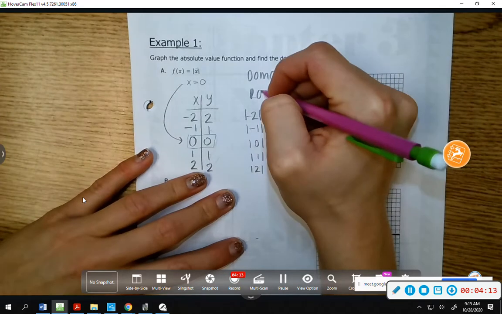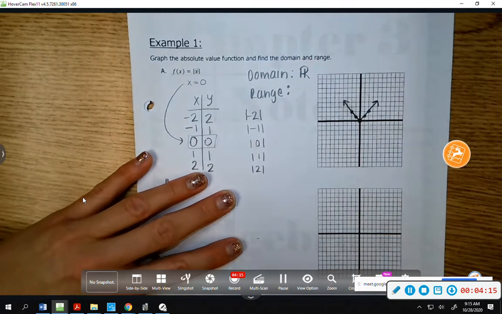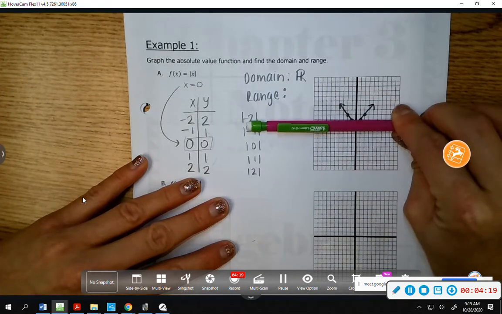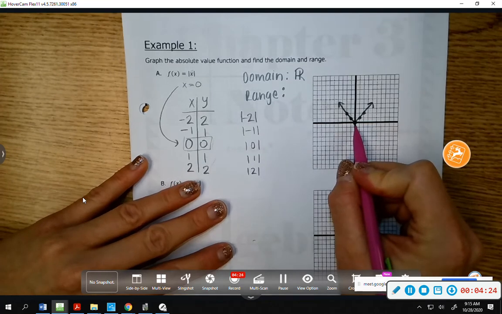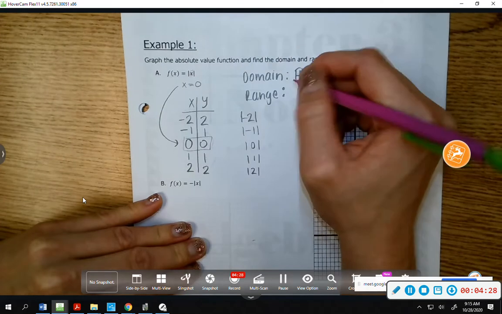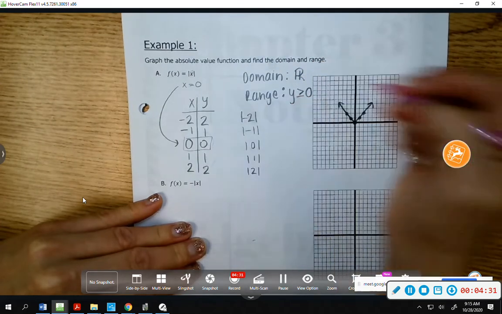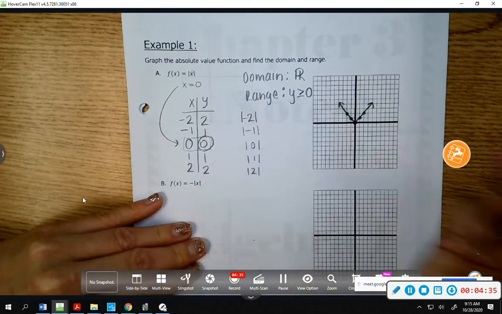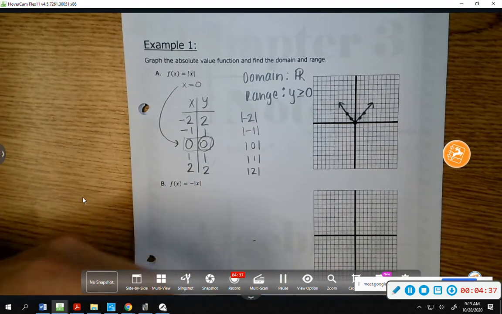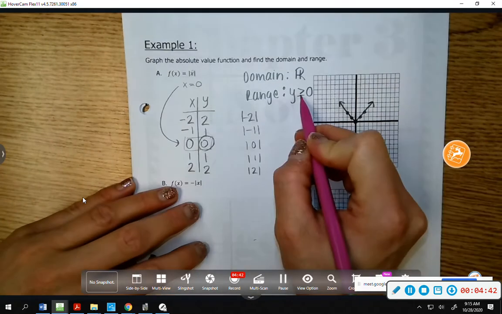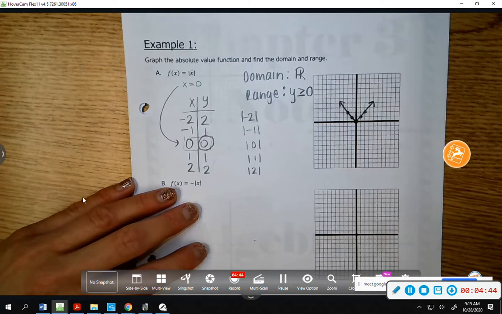But the range is describing the y values of your function. So what's the smallest y value on my graph? 0. Are they all above or below 0? Above. So y is greater than or equal to 0. So you're always going to use the y value of your vertex for the range, because all your values are going to be above that value or below that value, and they'll always be able to be equal. So it's always going to be greater than or equal to or less than or equal to.